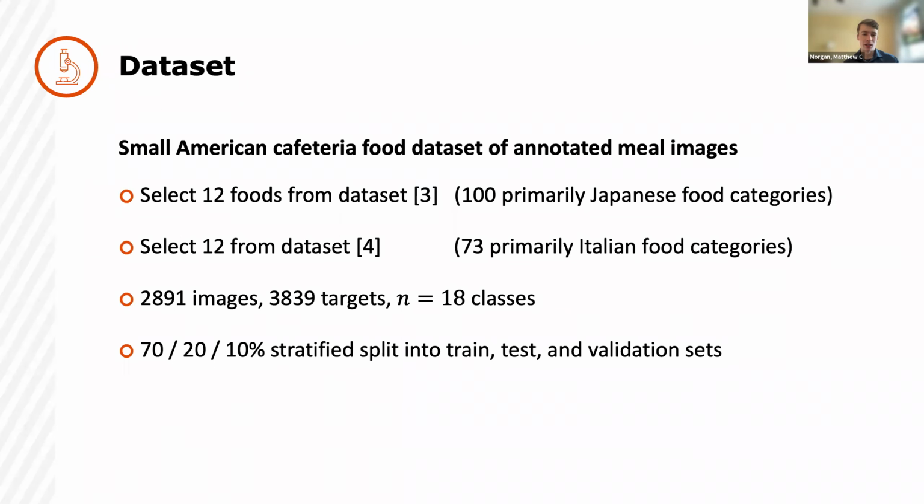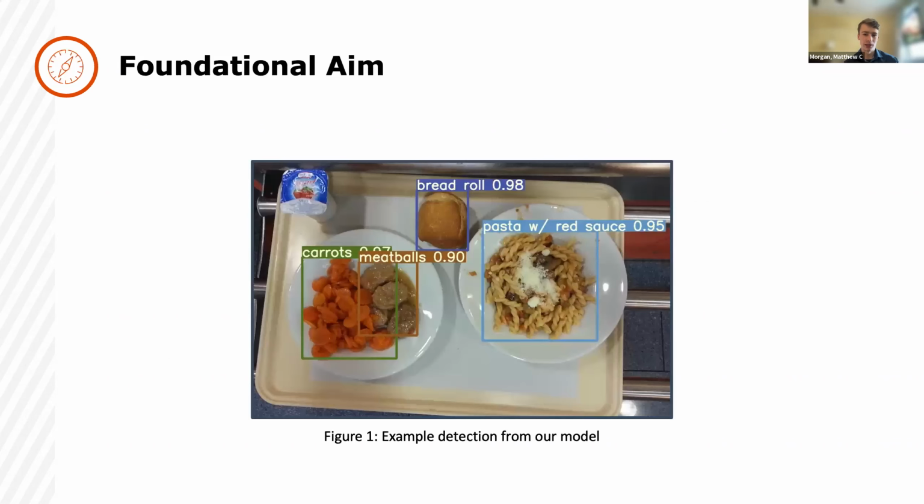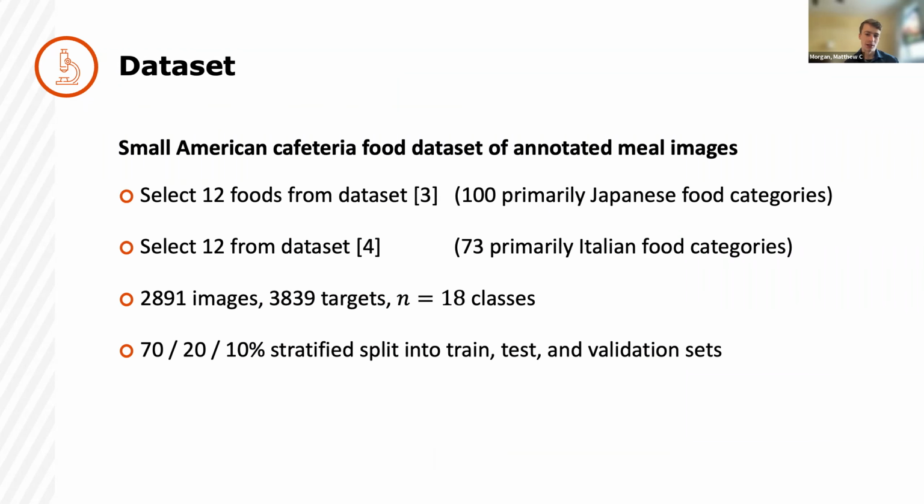And that's 3,839 targets of the 18 classes. And a target is simply a box around the food. So in this image, there's 1, 2, 3, 4 different targets. And if you say you have 2 slices of pizza and each is a target in one image, you could have 2 targets in one image. So that's why there's more targets than images.